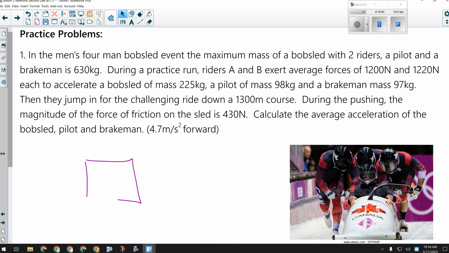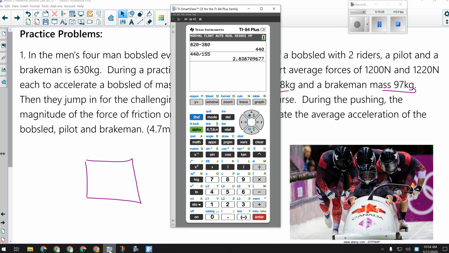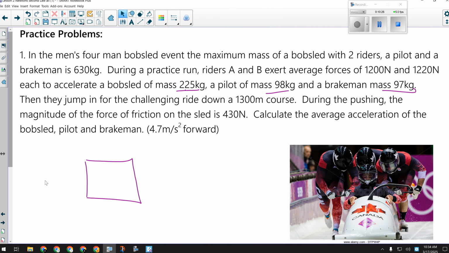But in this particular one, only 2 of those powerful people are still pushing, and they're not in the sled. So what we have here is we have to calculate the proper mass. That's the sled plus the pilot and the brakeman. Those 2 guys are in the sled already. They're taking a ride, right? The other 2 guys are doing all the work. They push earlier, and they jump in earlier. All right, so we need the combined mass of the bobsled, 225 plus 98 plus 97. Total mass of the bobsled is 420 kilograms with the 2 people in it.